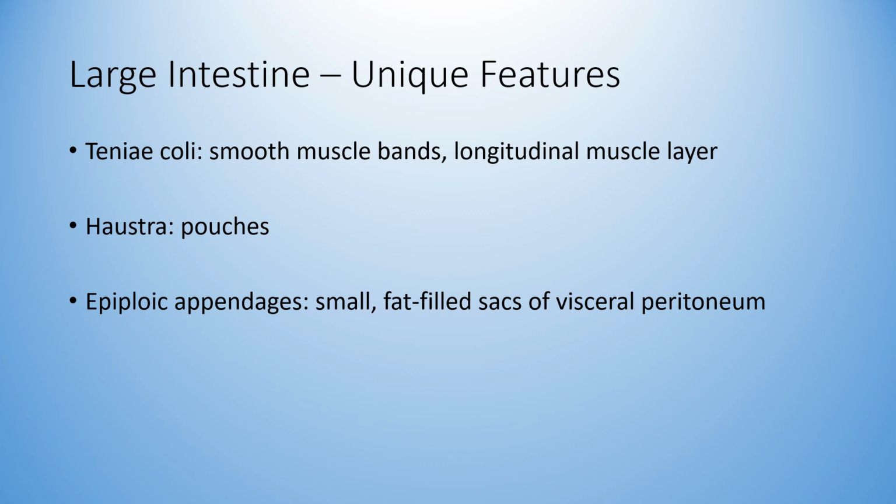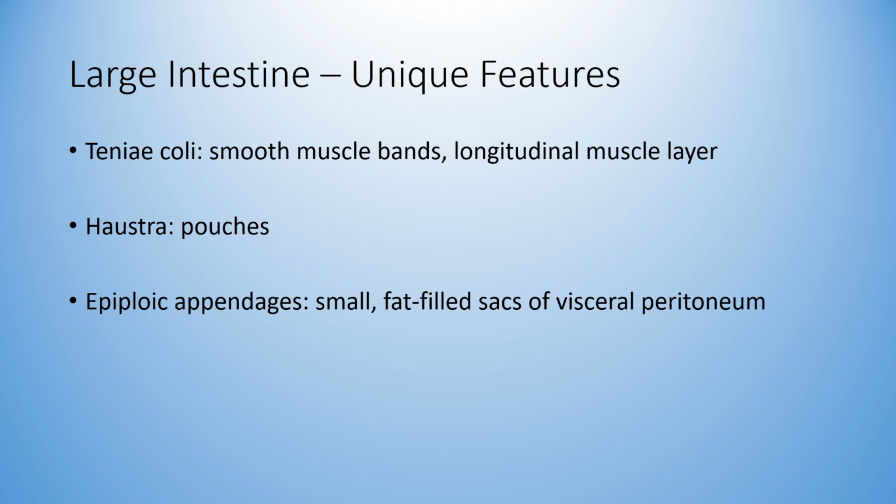There are some unique features associated with the large intestines. These 3 main ones, the taeniae coli, are smooth muscle bands, the longitudinal muscle layer. They give the large intestines a characteristic look. It also forms these pouches that are known as the haustra.